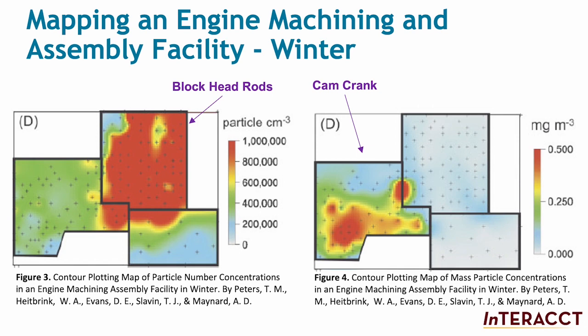Here are the spatial maps they created after a campaign of sampling in the winter. The crosses indicate where the sample locations were placed, and the plot on the left shows particle number concentrations, while the plot on the right shows particle mass concentrations. Right away you can see that in one section of the plant, the block, head, and rod area, particle number concentrations were much higher than particle mass concentrations, whereas the crank area shows just the opposite. Mass concentrations are higher. This provides an example of differences in particle concentrations detected by different sensor types. In this case, one area is dominated by submicron particles and the other by particles large enough to contribute to a significant mass concentration.